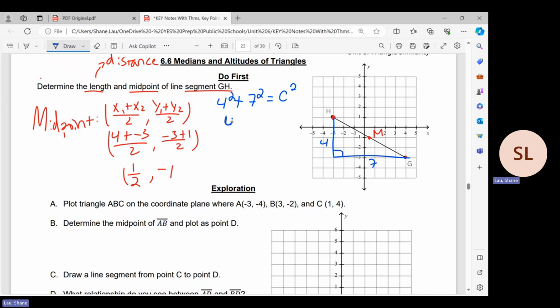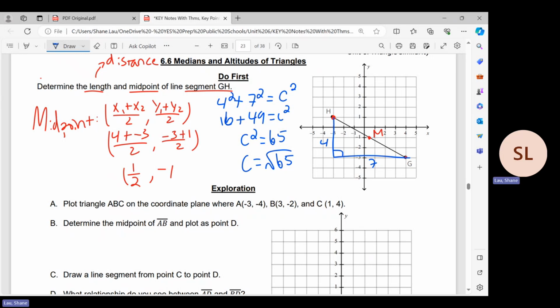4 squared is going to be 16. And 7 squared is going to be 49, equals C squared. Add them together, we're going to get C squared equals 65. We're going to get a final value of C equals the square root of 65. And there's no real need to simplify it into a decimal because it does not ask for a decimal. So we can just leave it as the square root of 65.